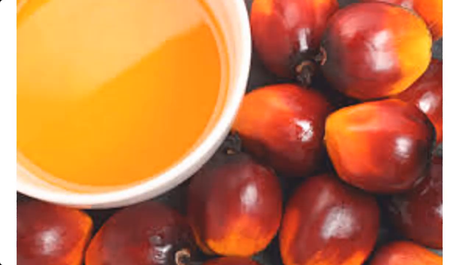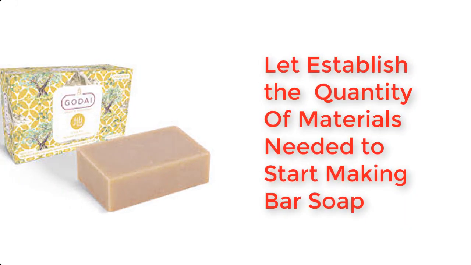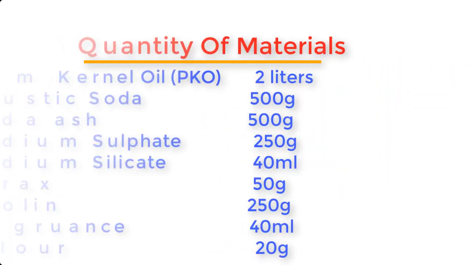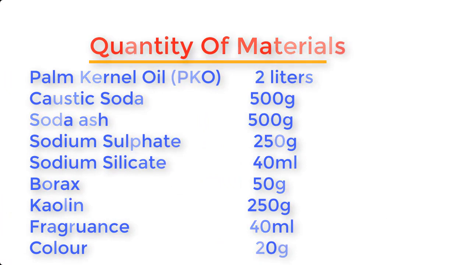Let's at this juncture establish the quantity of materials needed to be able to start a production. Palm kernel oil, also known as PKO, 2 liters. Caustic soda, 500 gram. Soda ash, 500 gram. Sodium sulfate, 250 gram. Sodium silicate, 40 ml. Borax, 50 gram. Kaolin, 250 gram, fragrance, 40 ml, and color, 20 gram.